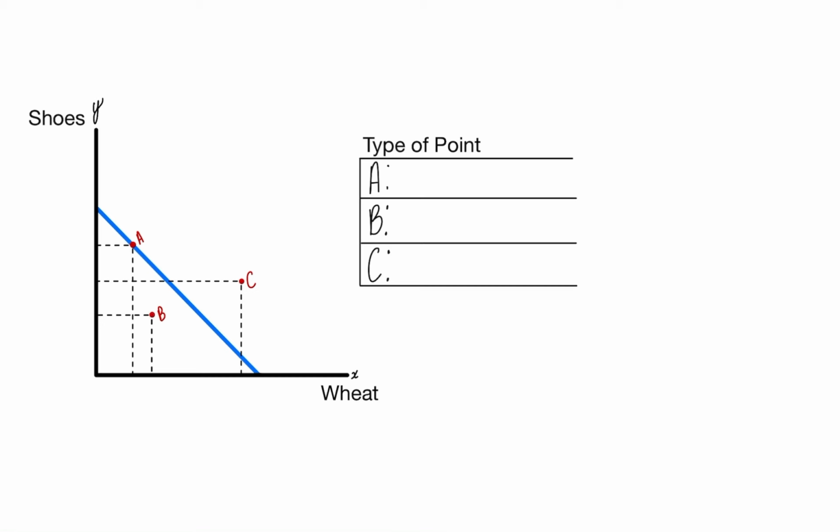This means that it is using the max amount of resources for this combination of shoes and wheat production. All along the PPF curve, if you were on it or along it, that means you are using the max amount of resources to make both of your products. So you can go up and down this PPF curve, and you will be at an efficient point.